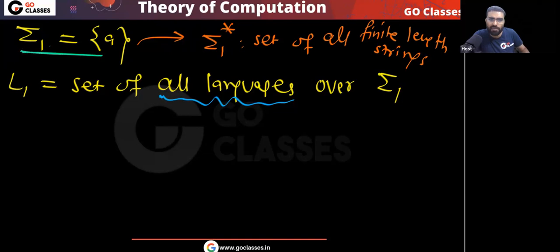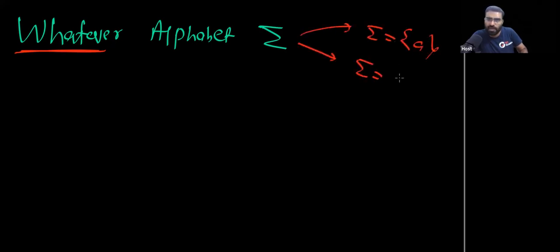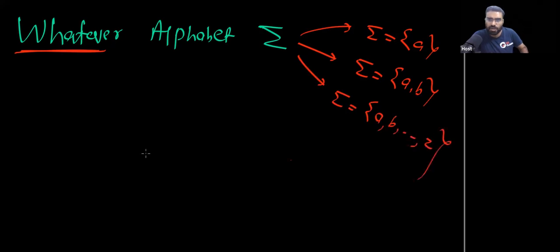We have already seen that whatever alphabet you take, sigma star is always countable. So remember this point. It does not matter which alphabet you take. You can take a unary alphabet, a binary alphabet, or any alphabet, for example the English alphabet.